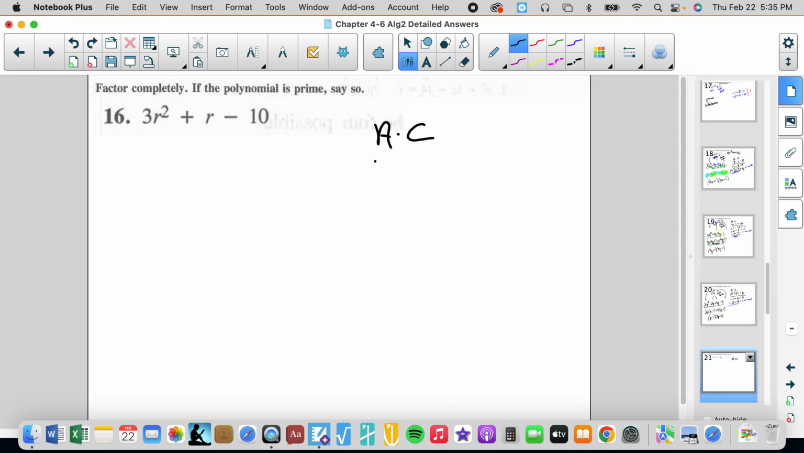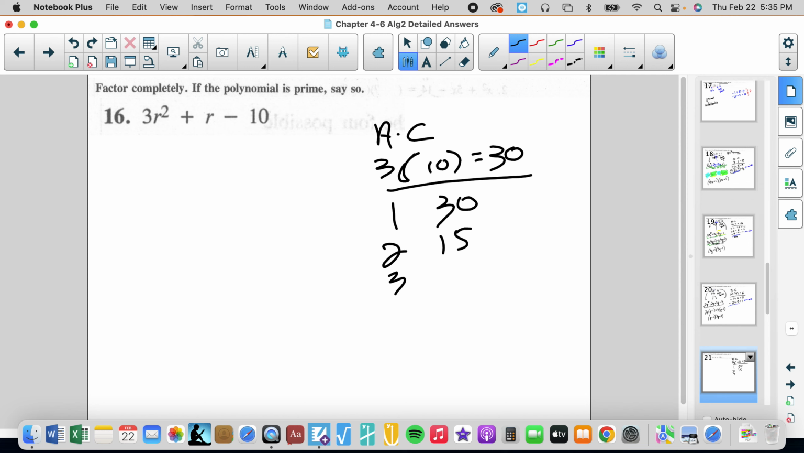A times c, 3 times negative 10. I keep doing the negative. You can include it or not. It's okay. Equals 30. Factors of 30 are 1 and 30, 2 and 15, 3 and 10, 5 and 6. Now we're around the horn. We've got all of our factor pairs. The signs are different. And we're going to subtract the two factor pairs. And the bigger is positive.